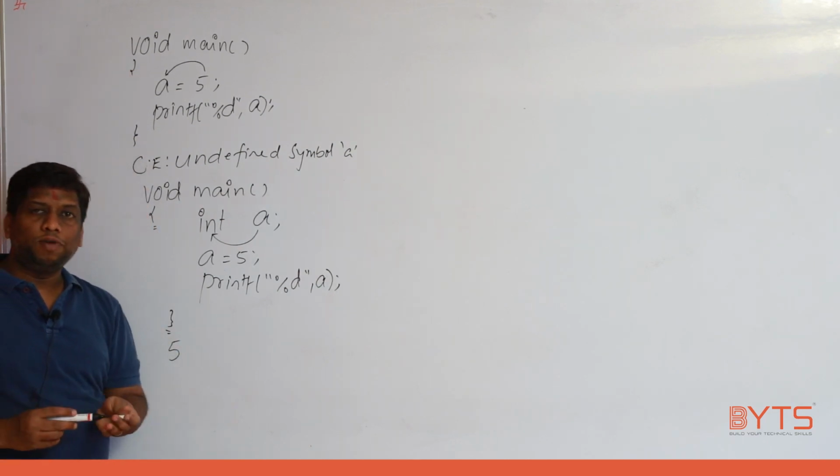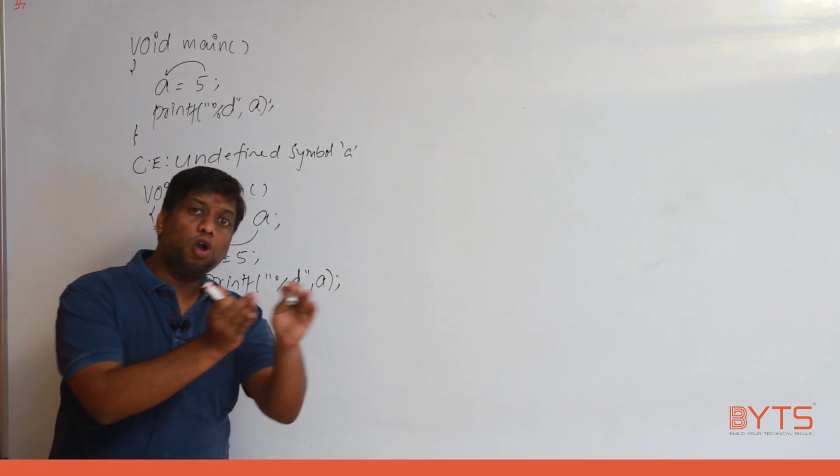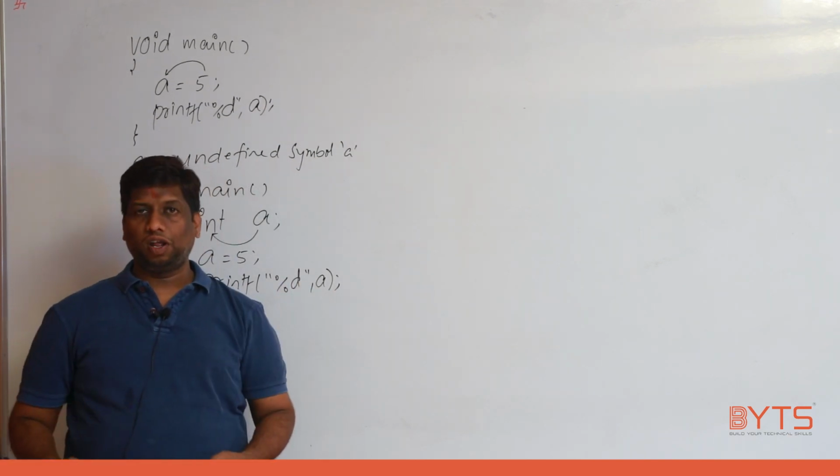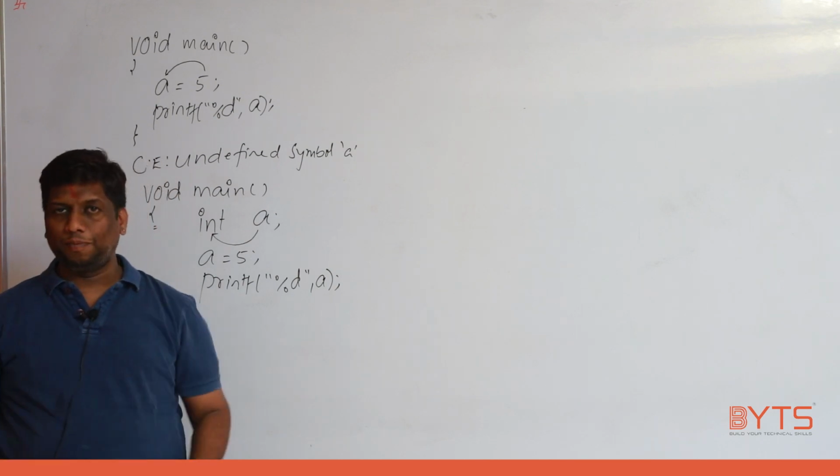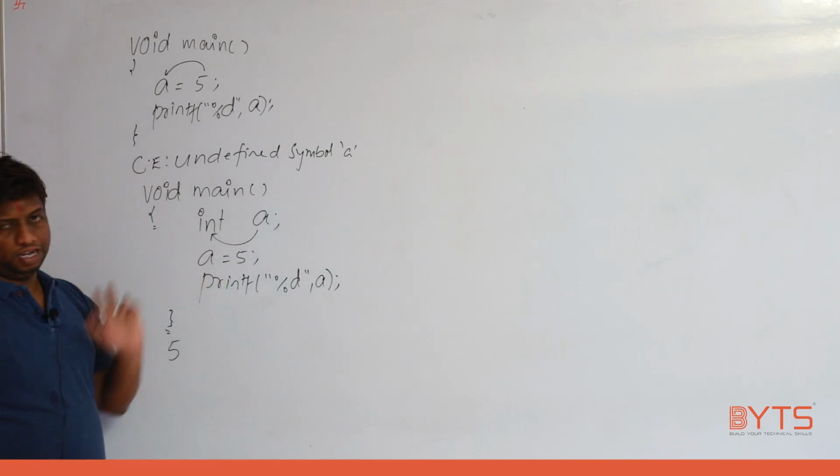So you got the difference between these two programs. What is the first program? We are using a variable which is not known to the compiler. That is the reason we got an error. In the second program, we informed the compiler. How do you inform the compiler? int a. Are we clear?